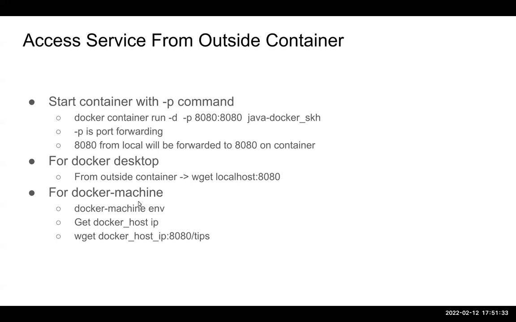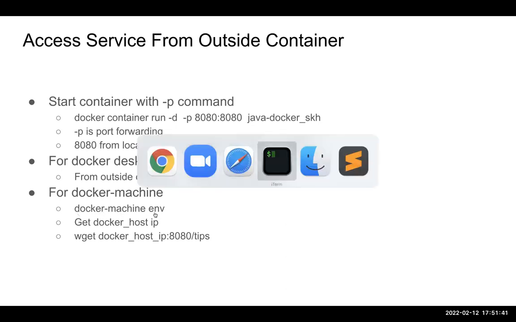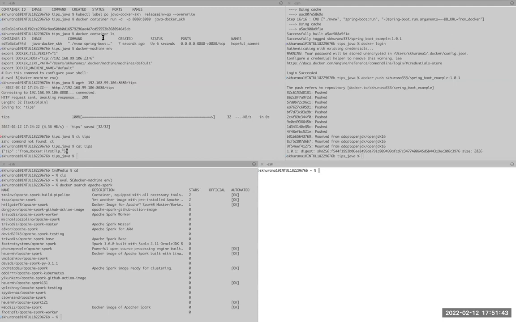But if you're on Docker Machine, this command will not work. So on Docker Machine, you have to get the IP address of your host. And how do you get the IP address? Using docker-machine env.